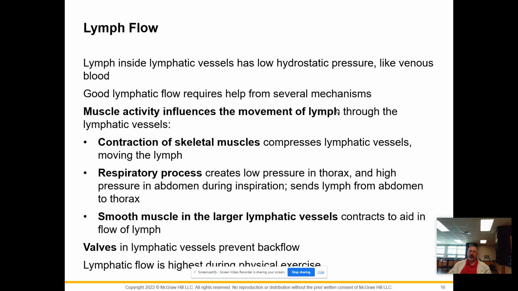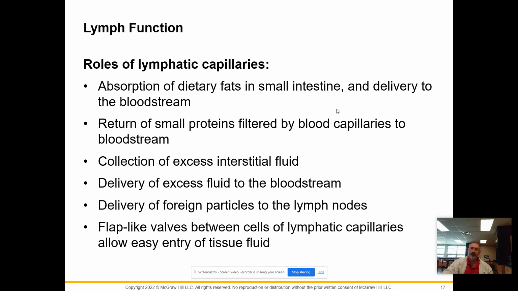Valves, as I mentioned, are going to help prevent the backflow. And if you want to know when is the most active time of lymph flow, it's when you're actively doing something. So the contracting of muscles, the heavy respiration, those are big contributors to help lymph move.